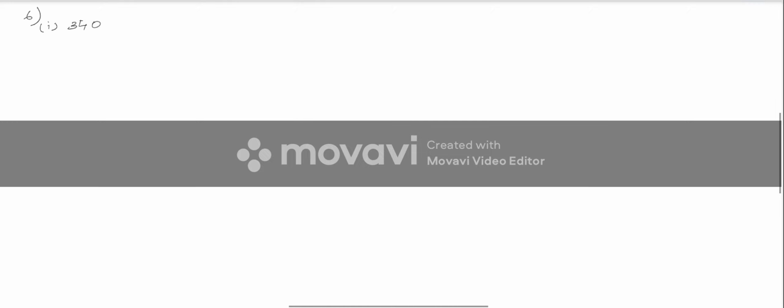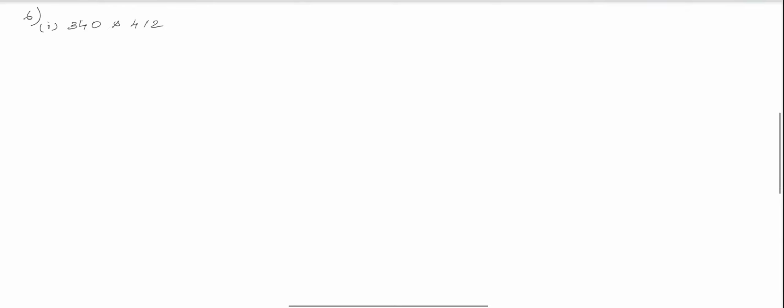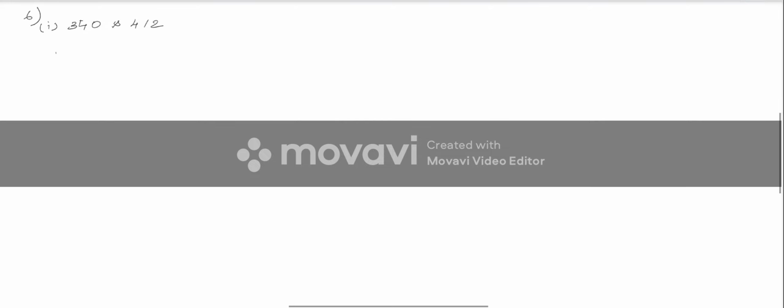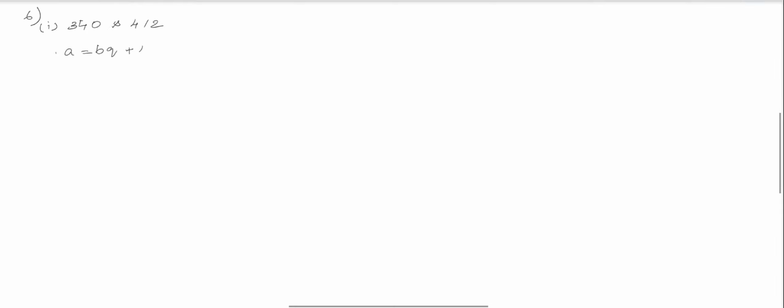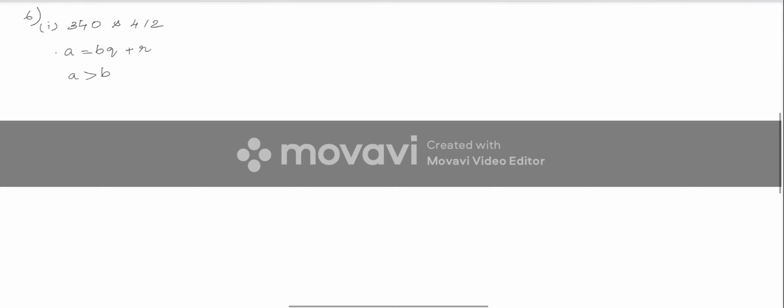Take the sixth sum. Take the first one, first subdivision, 340 and 412. Using Euclid division algorithm to find the highest common factor of. Here we are asked to find the highest common factor, that is GCD, using the division algorithm. What did I tell? So what is that lemma, ma? Euclid division algorithm or Euclid division lemma, both mean the same. And what is it? A is equal to BQ plus R, and A is the dividend and B is the divisor. So what do you mean? A will be always greater than B, then only we can divide, isn't it?